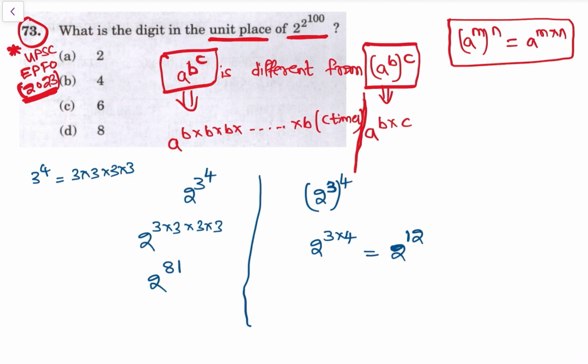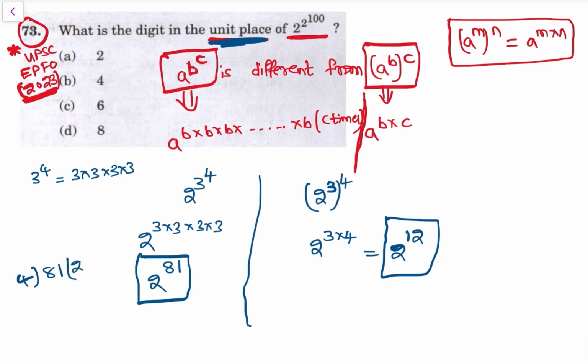So now we need to get the units place of these. How do we get the units place of this one? We know how to do it for 2 to the power 81 and 2 to the power 12. So we will divide 81 by 4. 4 twenties are 80, so the remainder is 1. When the remainder is 1, n to the power 1 would be the unit digit, that is 2 to the power 1, which is 2. So 2 is the unit digit of this expression.